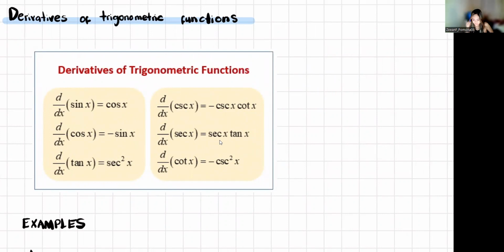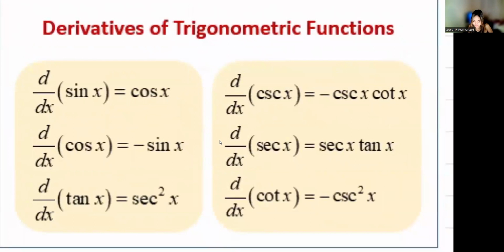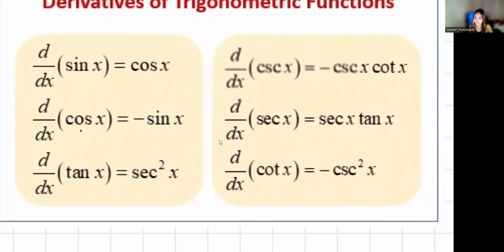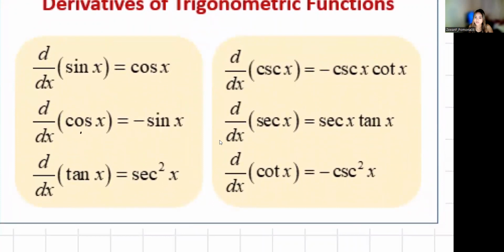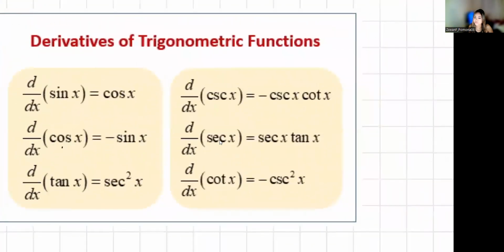So pretty simple. The derivative of sine x is cosine x. The derivative of cosine x is negative sine x. The derivative of tangent x is secant squared x. And then the derivative of cosecant x is equal to negative cosecant x times cotangent x. And the derivative of secant x is secant x times tangent x. And the derivative of cotangent x is equal to negative cosecant squared x.